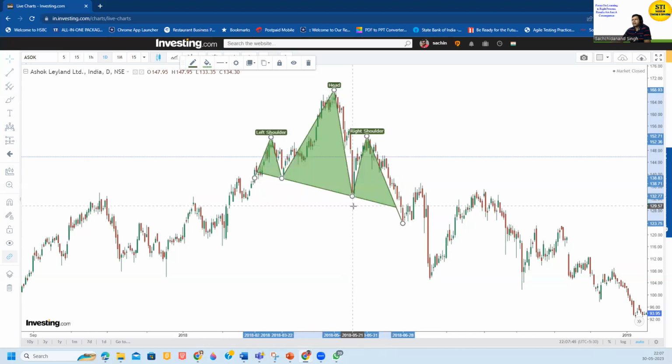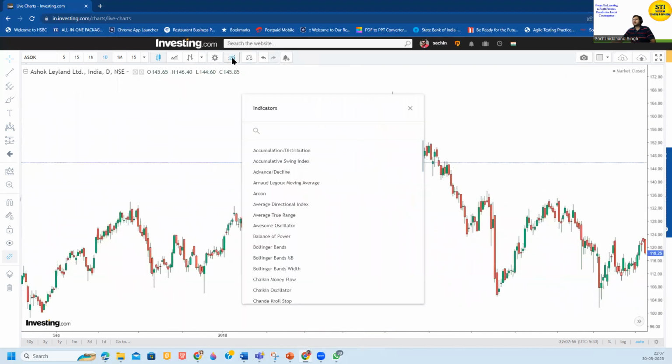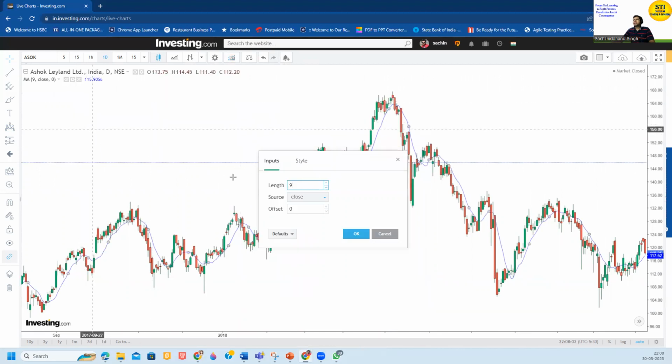Just out of curiosity, can you please apply some kind of smoothening function on that curve? Maybe a 3-day or 5-day moving average. Yeah, sure, we can do that. So let us say moving average, and let's say 5 days.